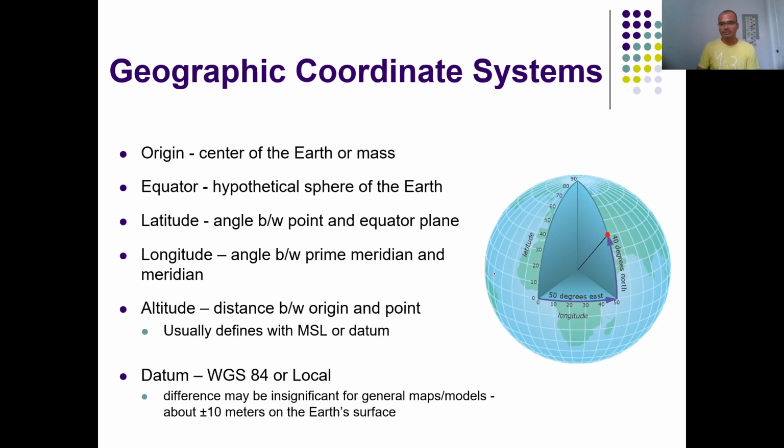These angles are determined on the basis of the origin of the Earth, or you can say the center of the Earth, or the center of the ellipsoid, especially the center of mass. And from there, you can draw a line to the intersection of the prime meridian and equator, and you can calculate the angle horizontally and vertically with reference to your point of interest. So this point of interest has a latitude of 40, because this angle is 40, and it has a longitude of 50, because this angle is 50 from the reference point of the intersection of the prime meridian and equator.